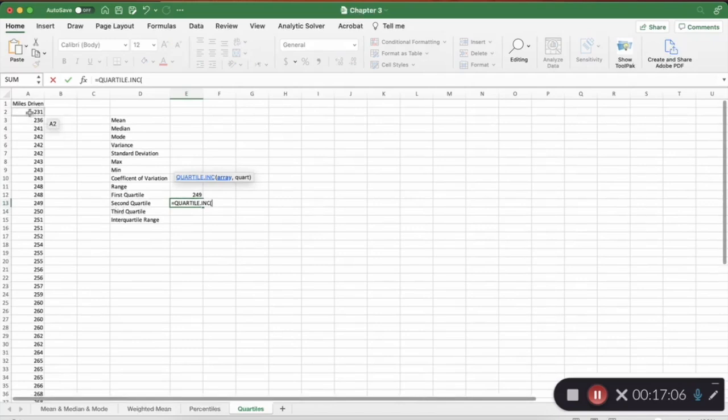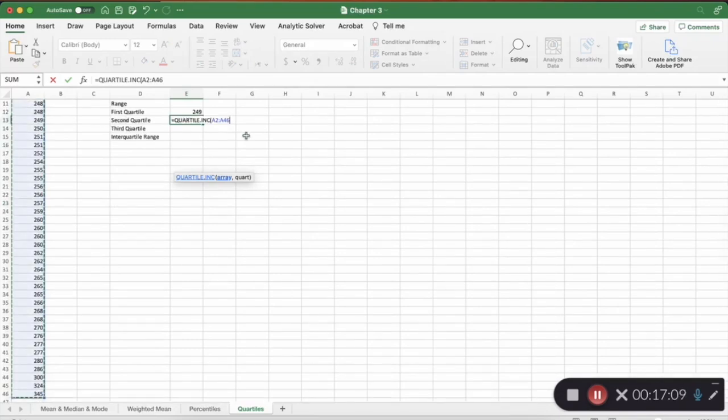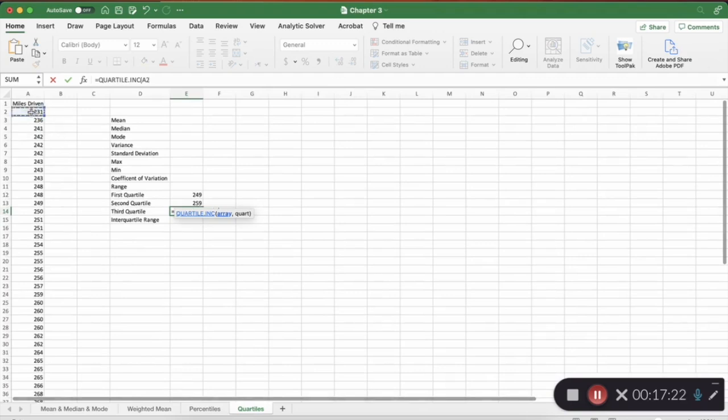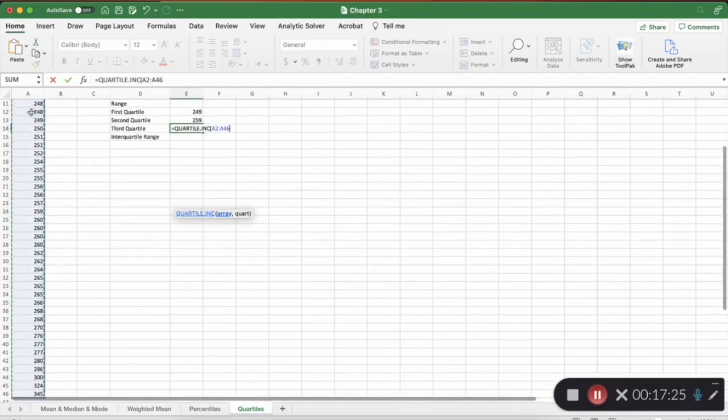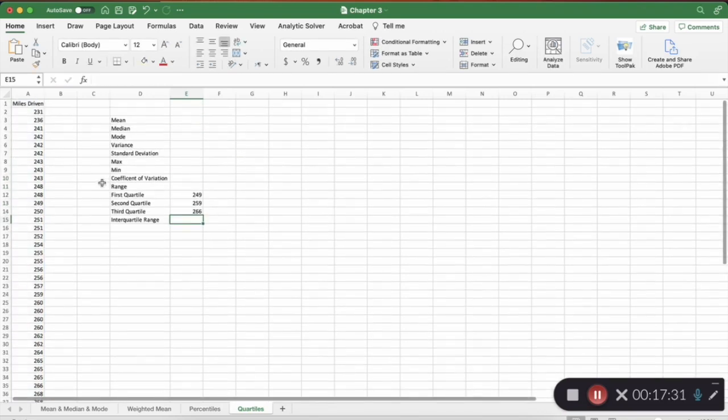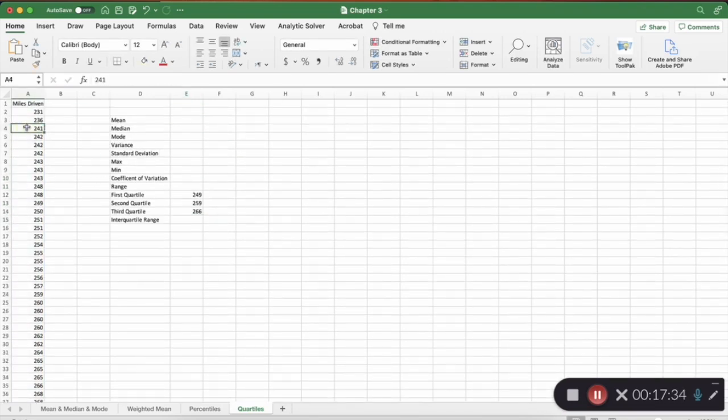Equals quartile again. I'm going to select the data, then comma, second quartile, 2. This is my second quartile. And this is my third quartile. Select your data, click on the first one, Control Shift down arrow, then comma, third quartile, 3, then enter. We can graph these data using the box plot.